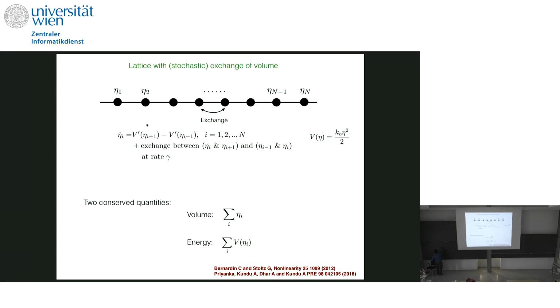So eta I dot is k naught, eta I plus 1 minus eta I minus 1.